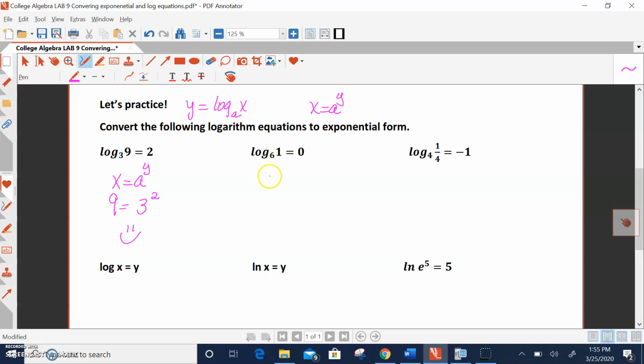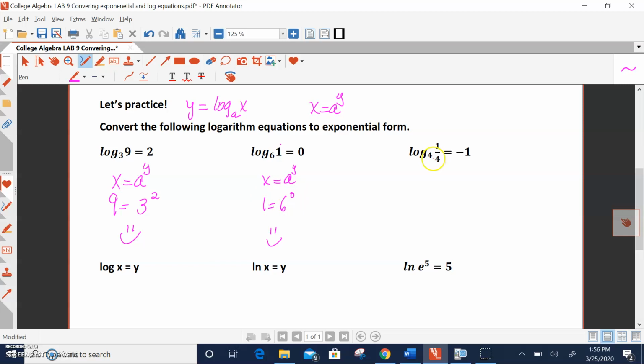We want to do the same thing over here. We want to take this and put it in the form of x equal a to the y. So in this logarithm, which part is the x? It's the 1. Which part is the a? The base, 6. And which part is the y? It's the part that stands alone, which would be 0. So this is saying 6 to the 0 is equal to 1. Yep, we followed that. We looked at those rules earlier. Anything to the 0 power is 1. So that would make sense.